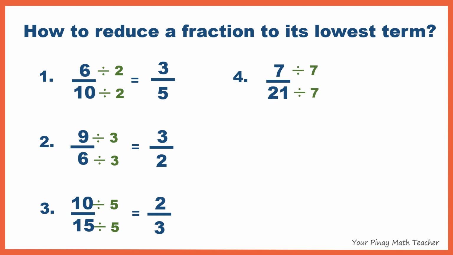Number 4, 7/21. What do you think can divide both? Yes, you're right. 7 can divide both 7 and 21, as you are familiar with the times table of 7. So the answer or the lowest term of 7/21 is 1/3.